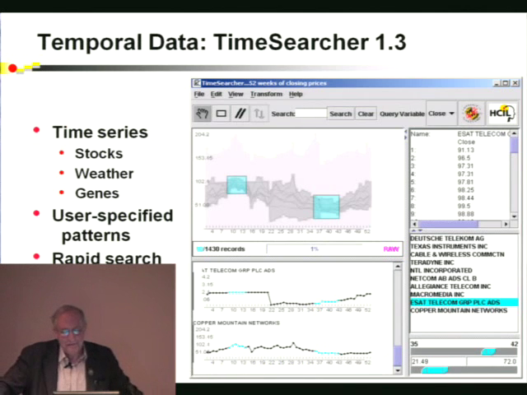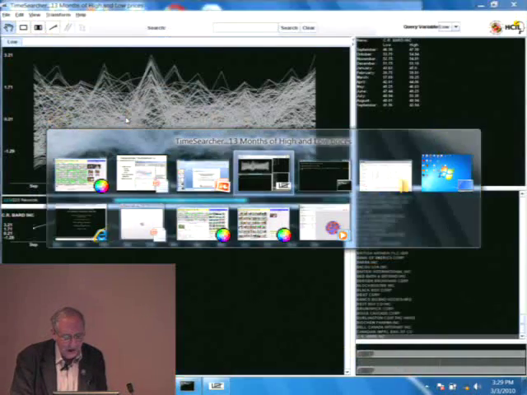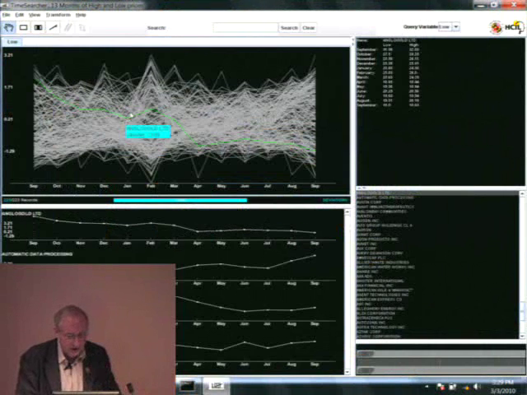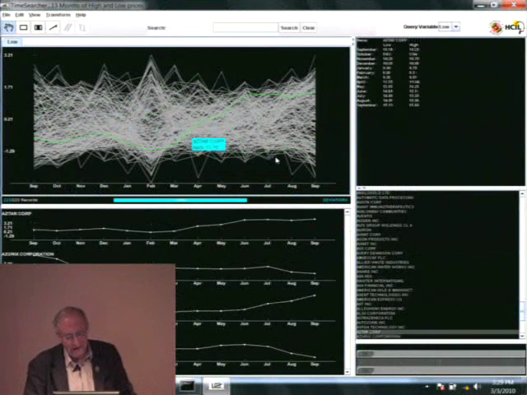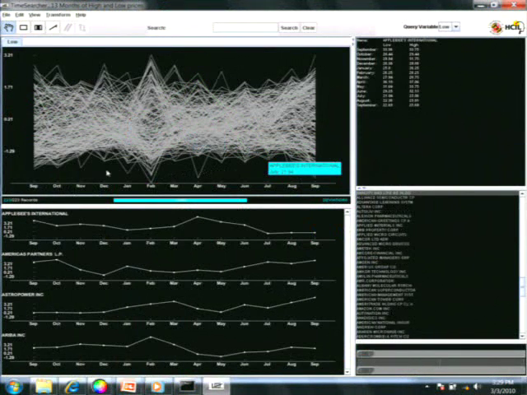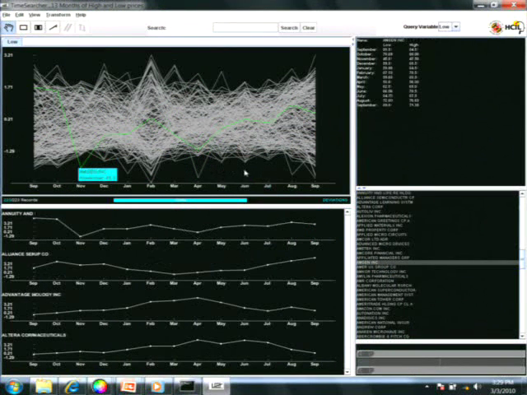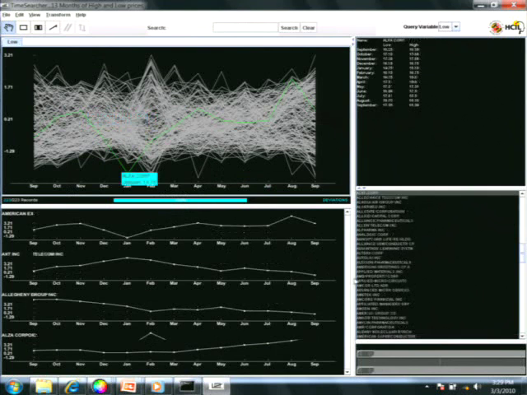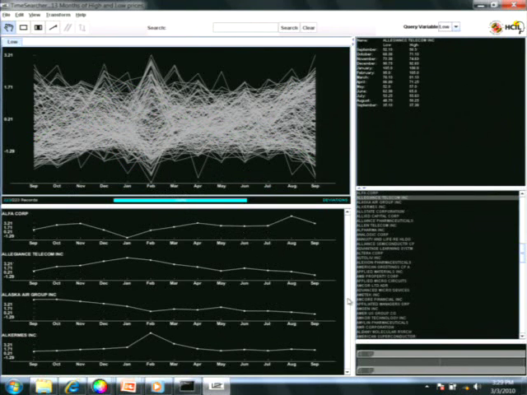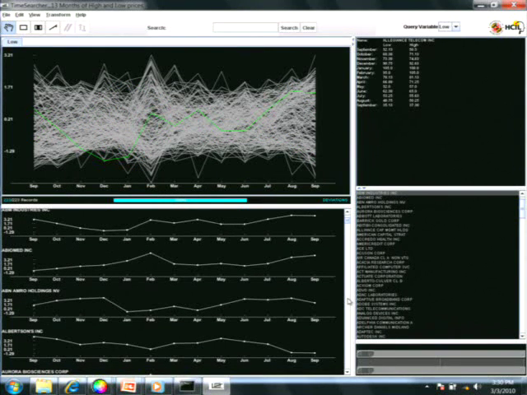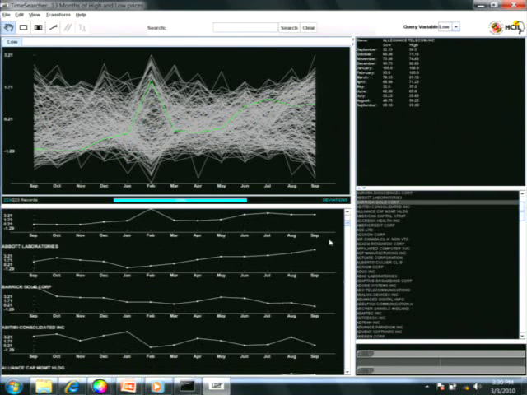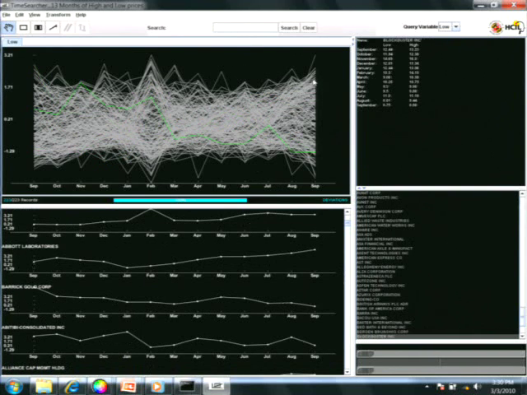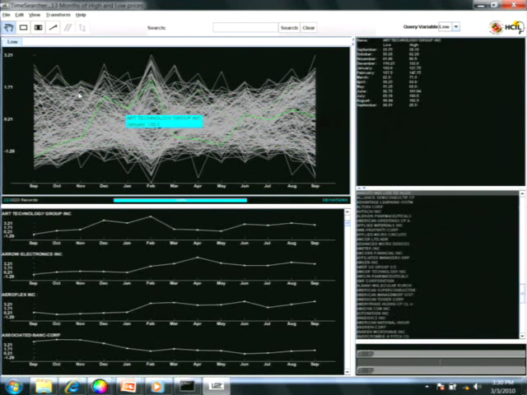So I start with a project, and this is the PhD work of Harry Hochheiser, Time Searcher, was what we called it. And here we start by looking at a very simple data set. It's 13 months of data. It's 223 stocks. And they go up and down, and they jiggle around, and some are flat, and some are sharp, and so on. So I guess I come back to you and say, do you see any pattern over here? Anything interesting?